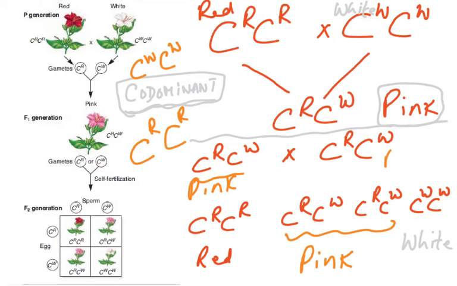Now if you cross two pink flowers, we get some red, some pink, and some white. Now this is 1:2:1. The phenotype is also 1:2:1, and the genotype is also 1:2:1. So this is a phenomenon of codominance.